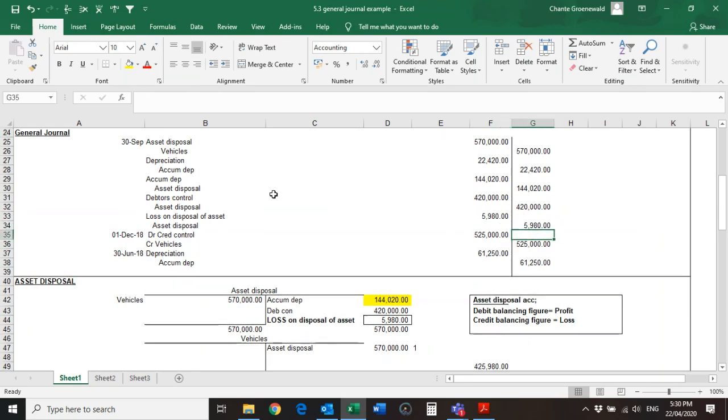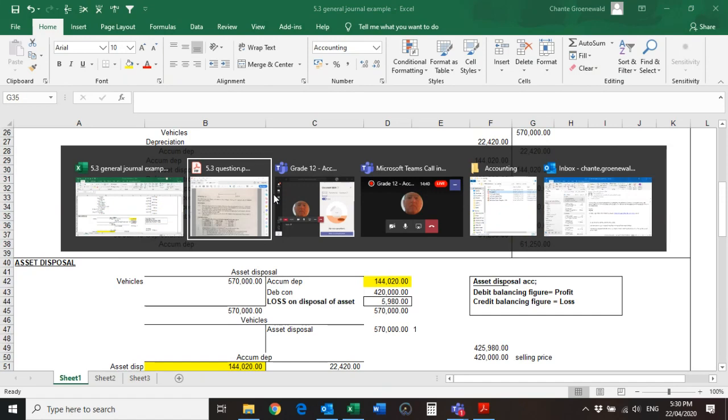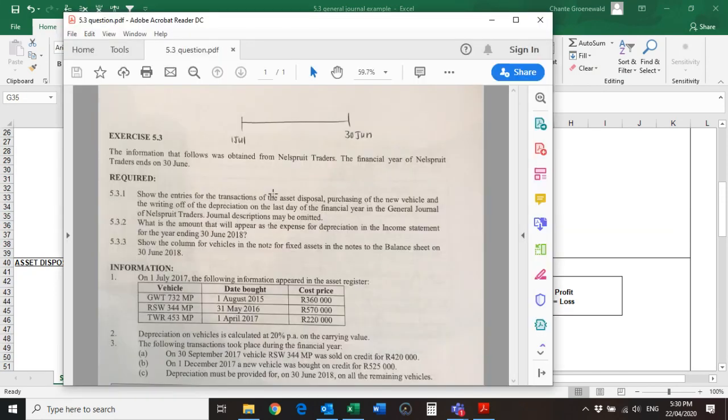Now, the next thing they ask, if I go back to the question, is to account for the asset disposal. I already did that. Check. Now I also need to account for the purchasing of the new vehicle. Ding, ding, ding, flag, need to do something. On 1 December 2017, a new vehicle was bought on credit for 525,000 Rand. That's what they want me to do next.